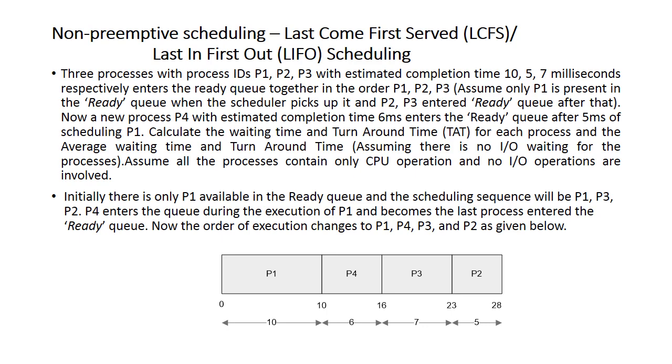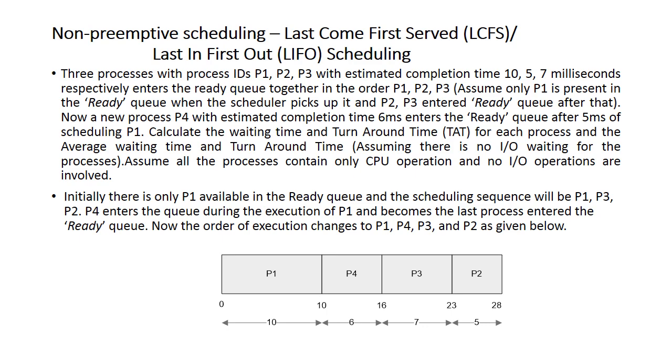The next type of non-preemptive scheduling is last come first served or last in first out scheduling. So here is an example. Three processes with process IDs P1, P2, P3 with estimated completion times 10, 5 and 7 milliseconds respectively enter the ready queue together in the order P1, P2, P3.